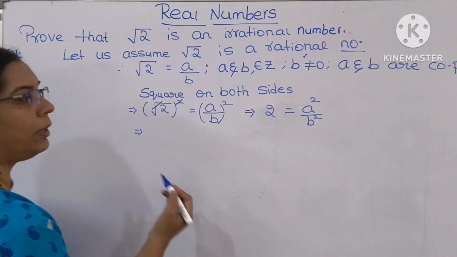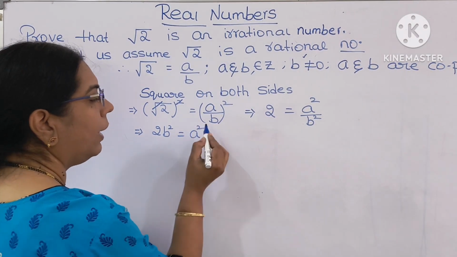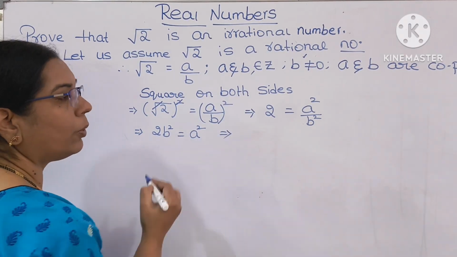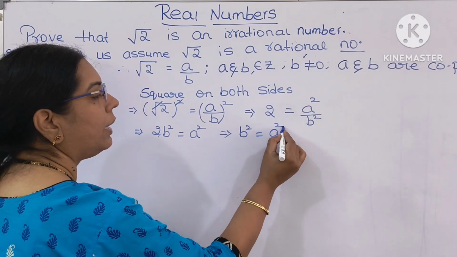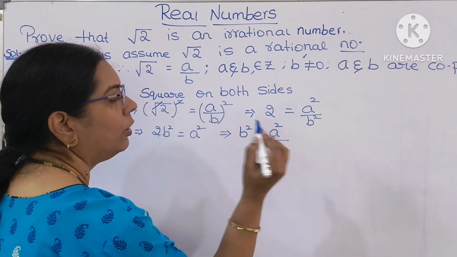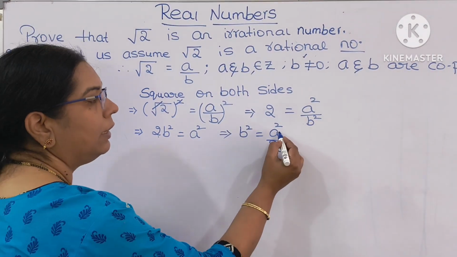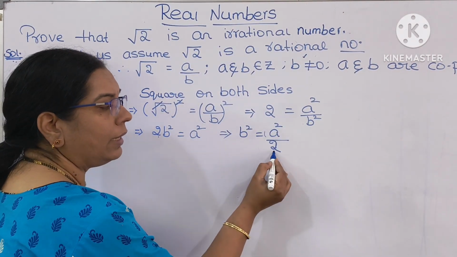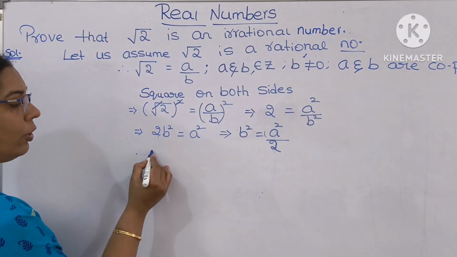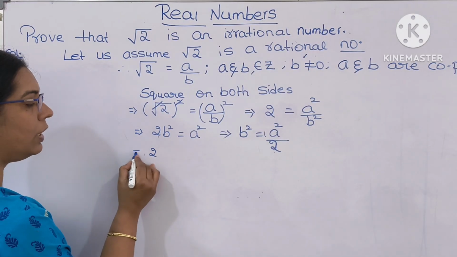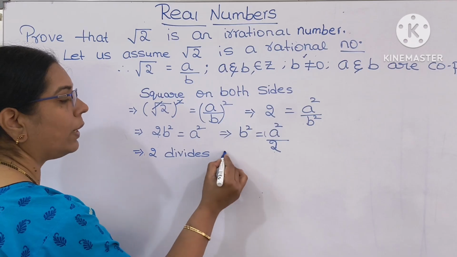Now do the cross multiplication. 2b square is equal to a square. And one more important step. Bring 2 to this side. b square is equal to a square by 2. Now, what is the meaning of this a square by 2? It means that the square of a number a is divisible by 2, which means 2 divides a square.